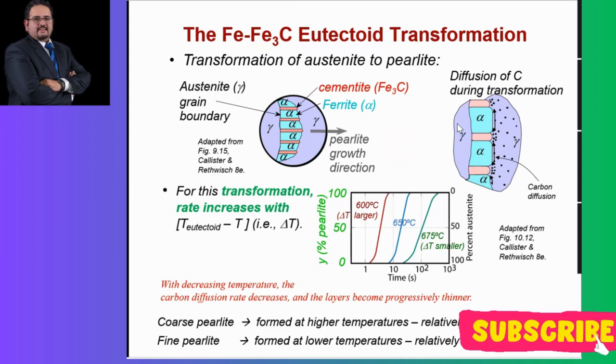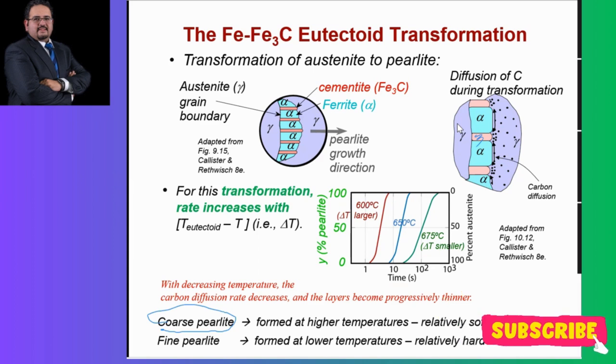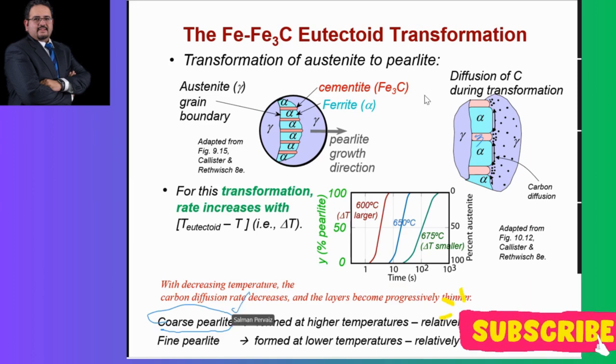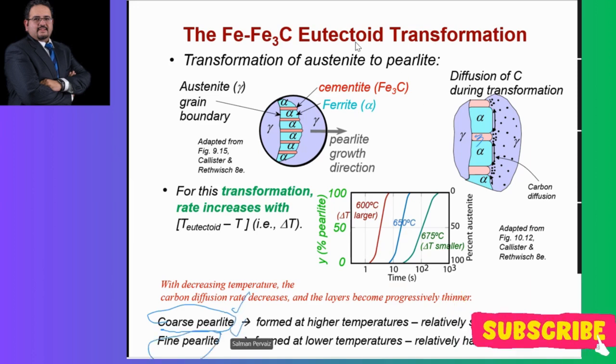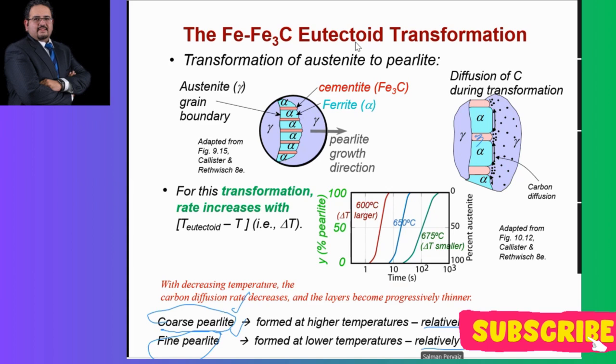So where you have thick lines, we call this coarse pearlite. Now there are two types of pearlite. In the phase diagram, we just understood one. That was pearlite, but now based on the time, whether it's faster or slower, we can get coarse pearlite or we can get fine pearlite. This one is relatively soft. This one is relatively hard. Did it make sense to you guys? The explanation I just did?